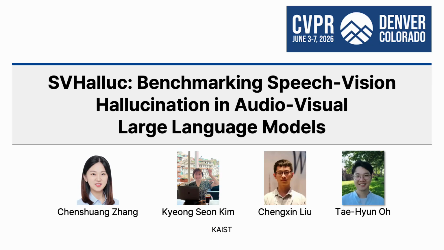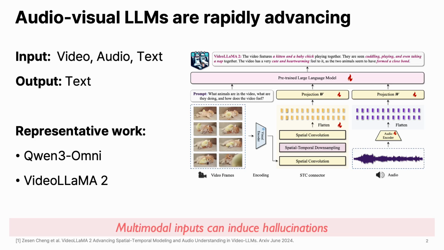Hi everyone. In this video, I will introduce our work, SVHalluc, a benchmark for studying speech-vision hallucination in audiovisual large language models. Audiovisual large language models are becoming increasingly capable. Given video, audio, and text as input, these models can generate natural language responses about complex multimodal content. Recent systems, such as Qwen 3 Omni, show strong progress in video understanding.